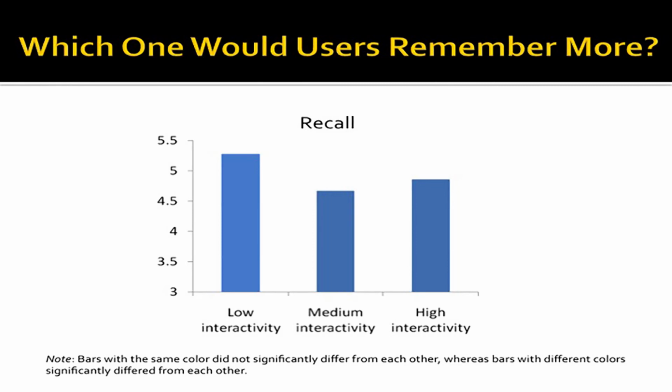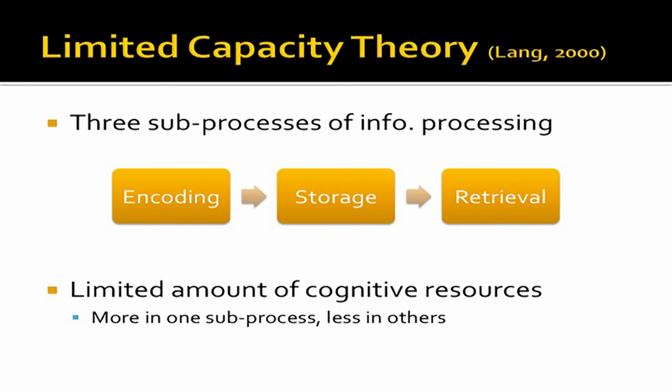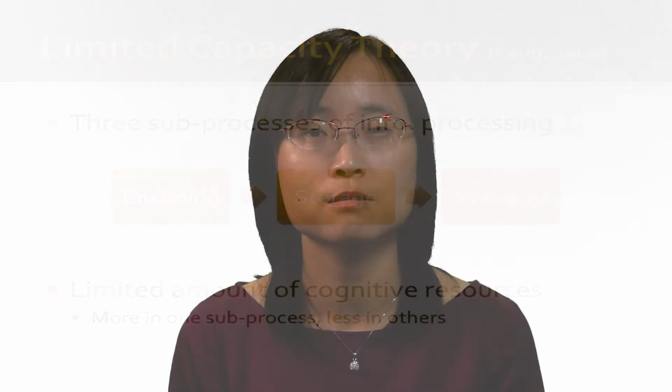In fact, low interactivity led to more recall than the other two conditions. This finding could be explained by the limited capacity theory proposed by Dr. Annie Lang. She argues that the total cognitive resource available in our brain is limited. If we spend too much resource on one of the three sub-processes, such as encoding, storage, or retrieval, we would not have enough resources left for the other processes.